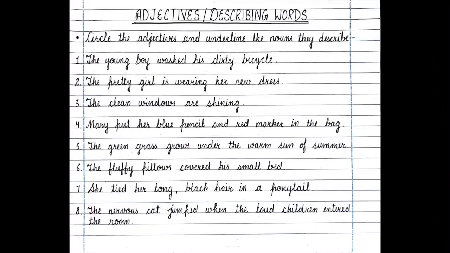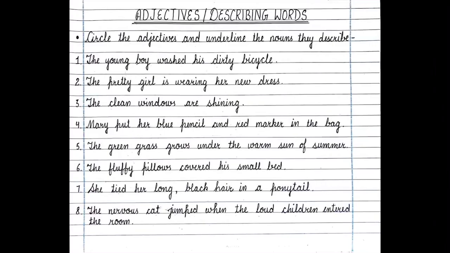Now see, is there any word that is describing boy? Yes, the word young is describing the noun boy. So noun is boy and adjective is young. Young will be circled and boy will be underlined. Now dirty bicycle. The word dirty is describing the noun bicycle. So dirty is an adjective and bicycle is a noun.